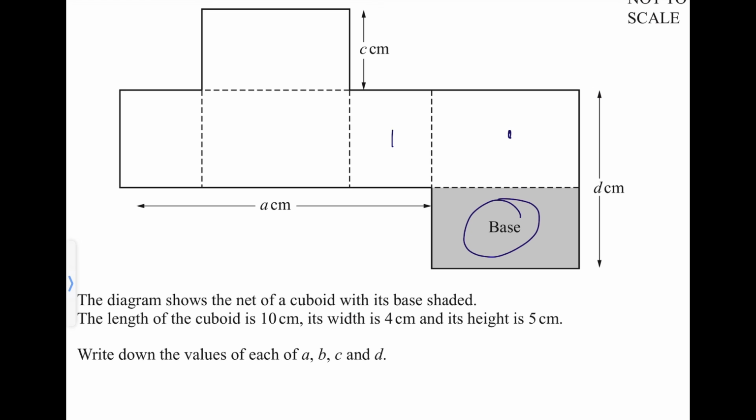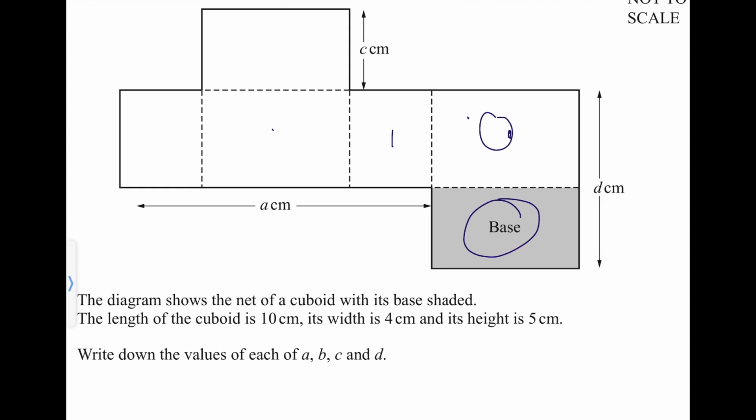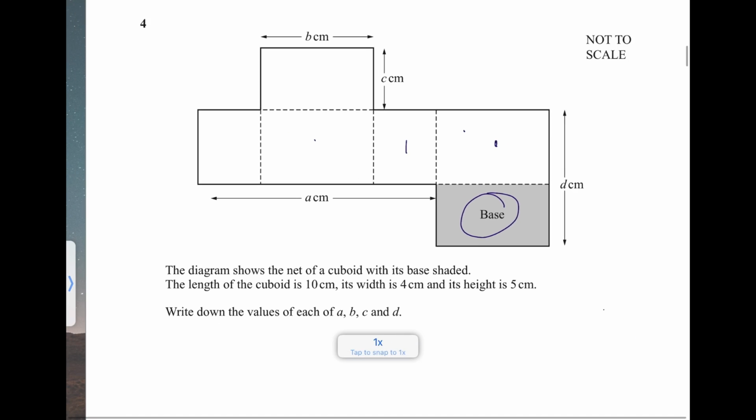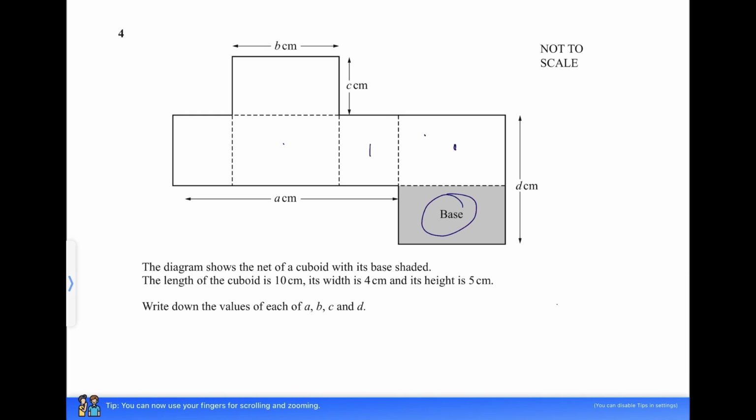So this would be one of the sides, and this again would be the other side. This one right here, this one and this one are likely to be the same size, and the small ones are actually the same size. And the top of this will be acting as a lid to the box, which should be equal to the base.